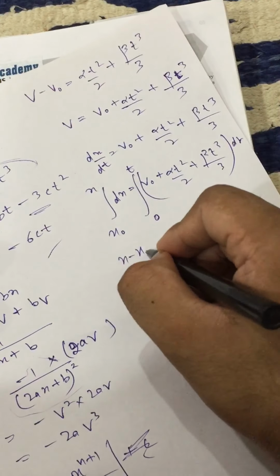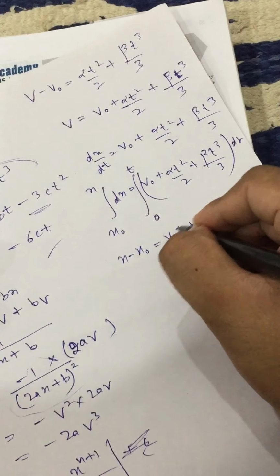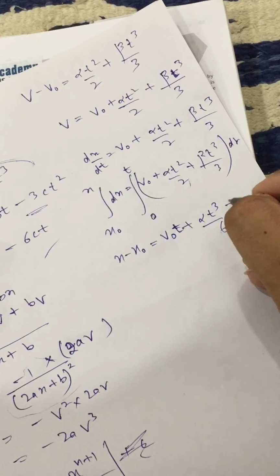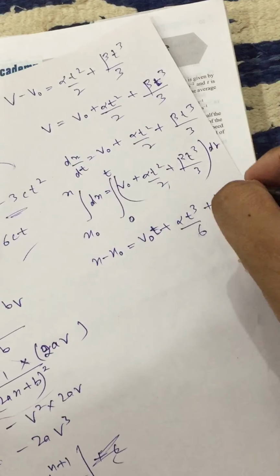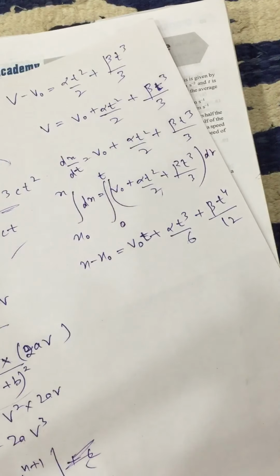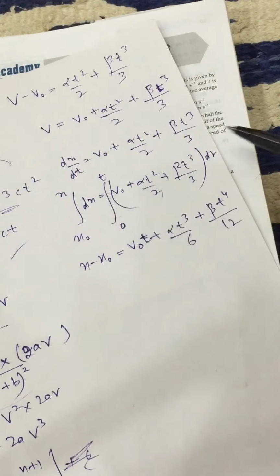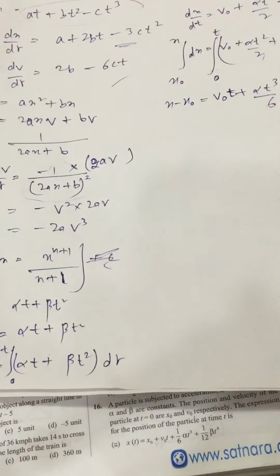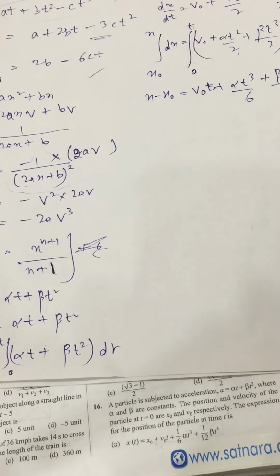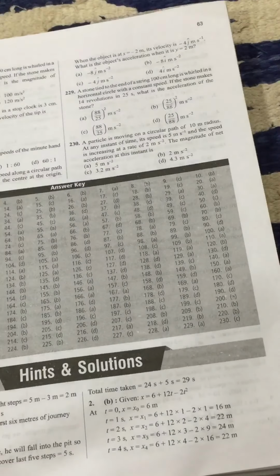It becomes x minus x naught is equal to v naught t plus alpha t cube by 3 into 2, which is 6, plus beta t to the power 4 by 4 into 3, that is 12. Okay, this must be the answer. Final minus initial limits we have put. The 0 limit will cancel everything, so that is not required. So this must be the answer, which is option A itself. Yes. Let us check. Question number 16. Answer is A, yes. Let us move to question number 17.